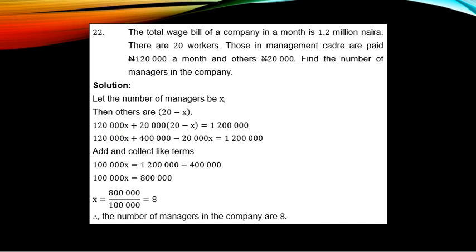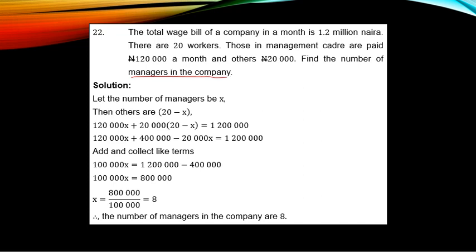Example 22. The total wage bill of a company in a month is 1.2 million naira. There are 20 workers. Those in management cadre are paid 120,000 naira a month, and others 20,000 naira. Find the number of managers in the company.